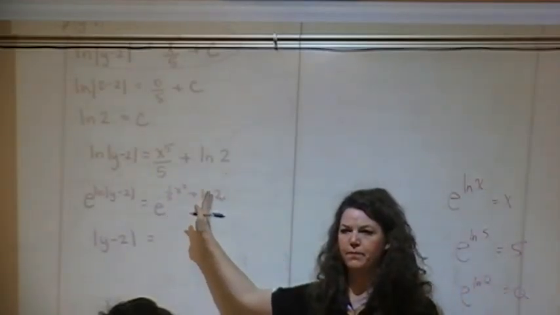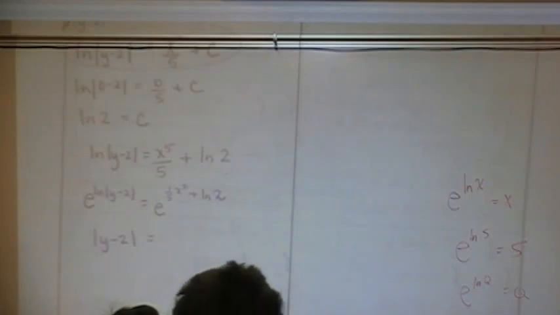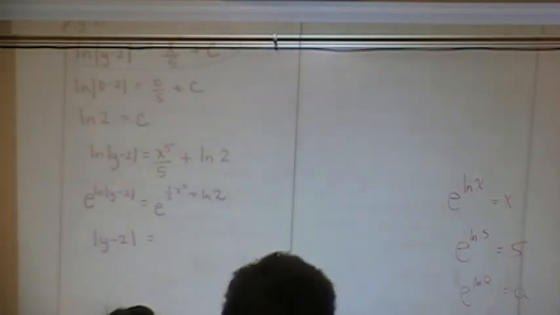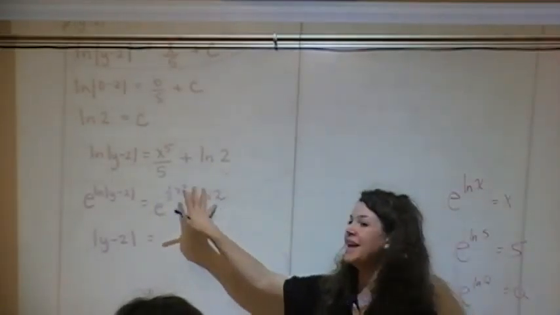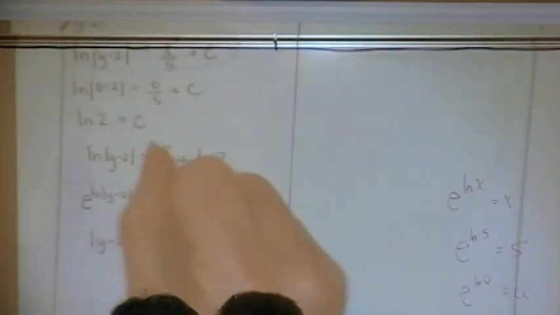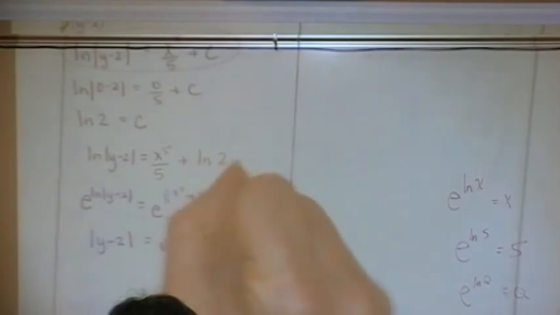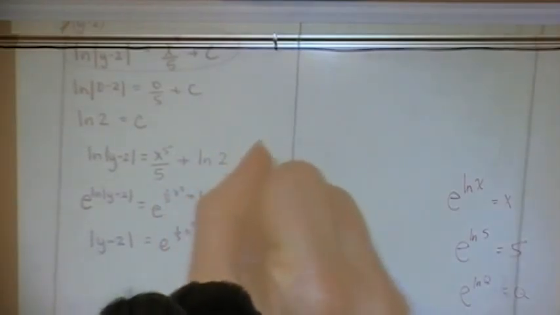On the right-hand side, it's not quite that easy yet, because first thing I have 2 terms up here. So the first thing I'm going to do is, remember, when you are dealing with exponents, if you multiply, what do you do with exponents? Add. So that's what's happened here. These are being added, which means that it's e to the 1/5 x to the 5th times e natural log.